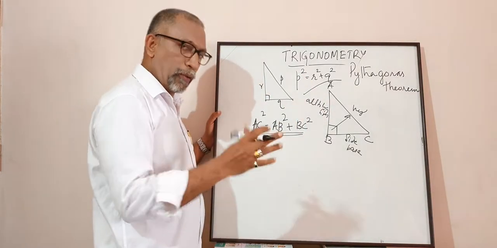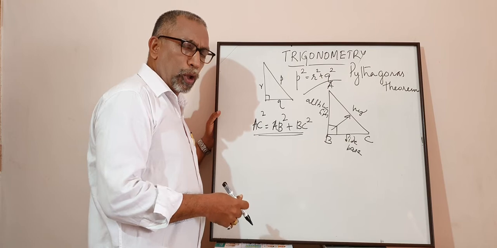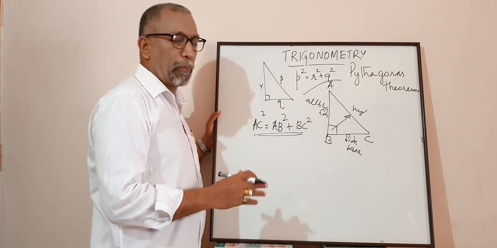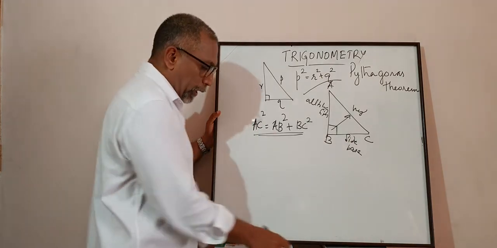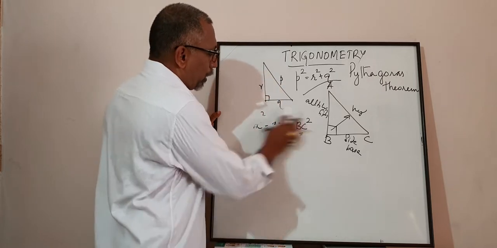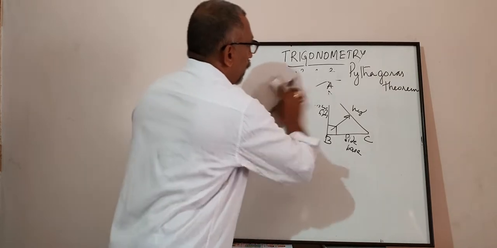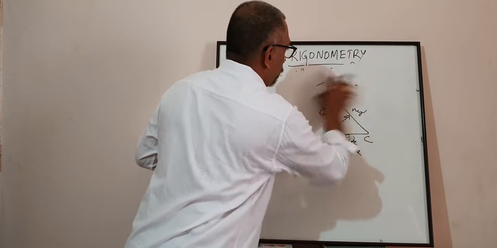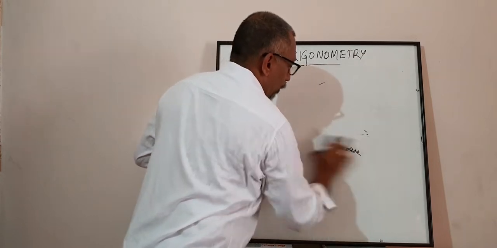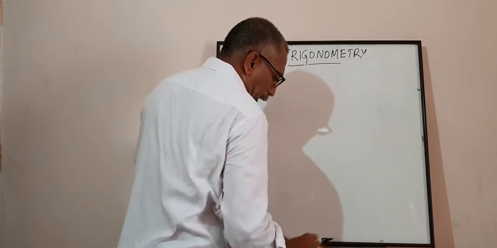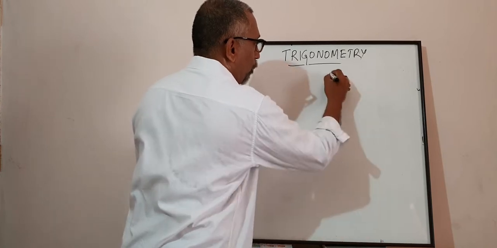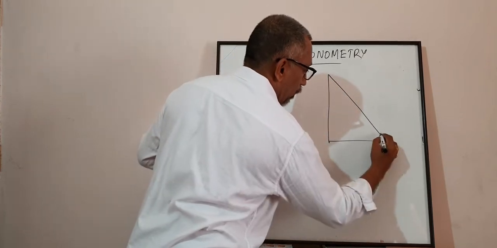I hope you understood, and we did some problems, and most of you submitted correctly, and I'm very happy with that. Now get into the next one, that is the trigonometrical ratios. Before getting to the trigonometric ratios, we really need to learn more about this right triangle.